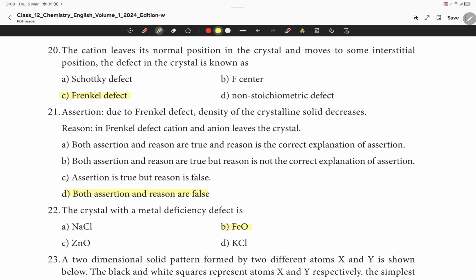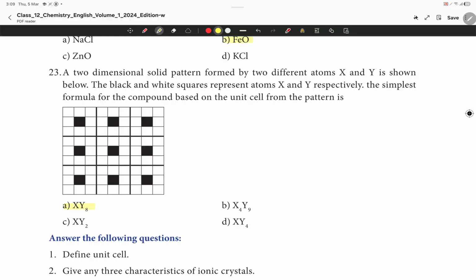Assertion: due to Frenkel defect, density of the crystalline solid decreases. Reason: in Frenkel defect, cation and anion leave the crystal. Both assertion and reason are false. The crystal with a metal deficiency defect is FeO. A two-dimensional solid pattern formed by two different atoms X and Y is shown below. The black and white squares represent atoms X and Y respectively. The simplest formula for the compound based on the unit cell from the pattern is XY8.